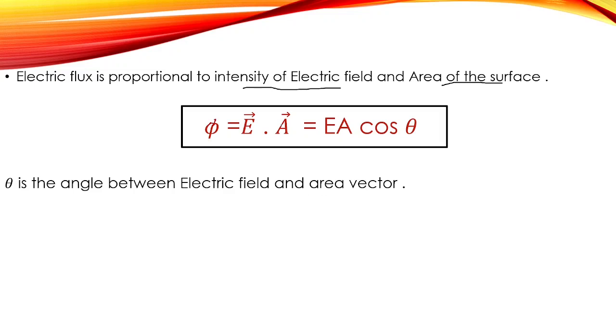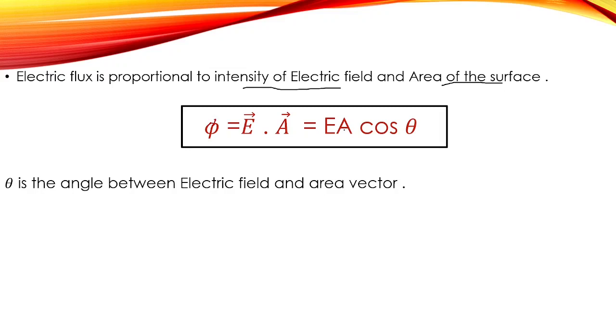You will study this later in your mathematics, so don't worry about it and don't get tense thinking you don't know this. It is okay that you don't know; just keep it in mind like this, and later you will be studying it in your mathematics. At that time you will find all these things easy. So just now keep in mind that E dot A means EA cos theta.